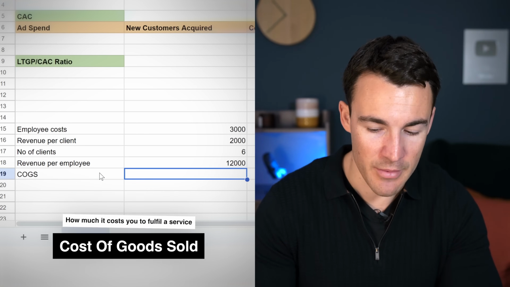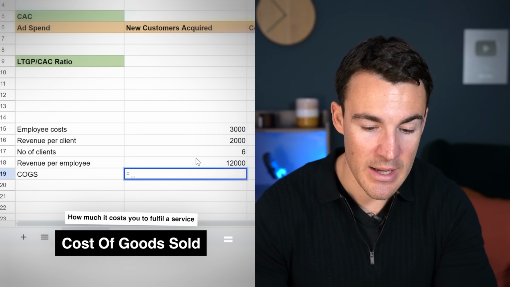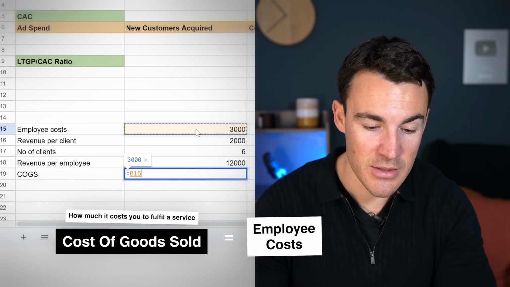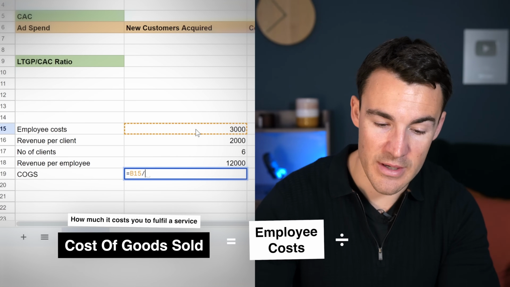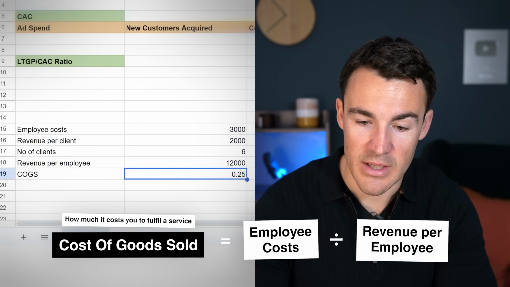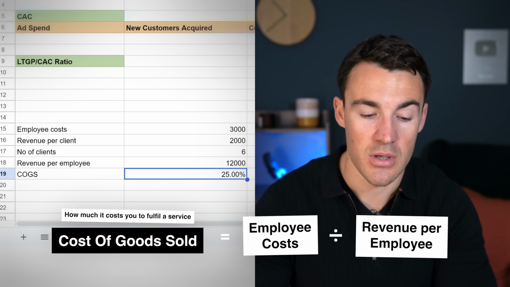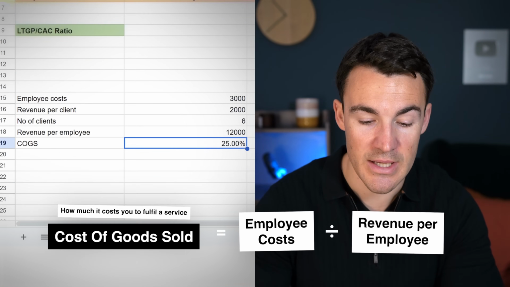So our cost of goods sold, or in this case really it's direct costs, but we can use that terminology because I think more people understand that, is simply the 3,000 divided by the 12,000, and we can change that to a percentage, which is 25%, right? So our cost of goods sold, or direct costs, is 25%.